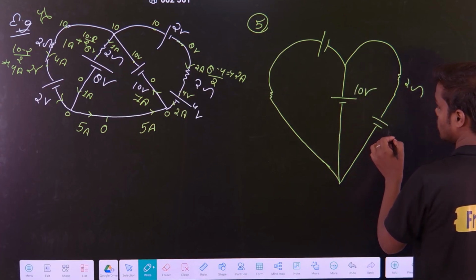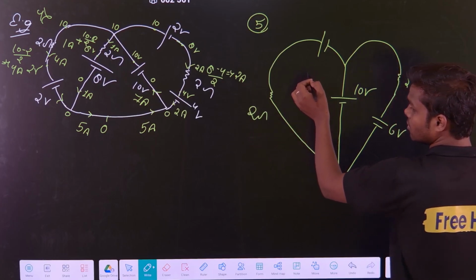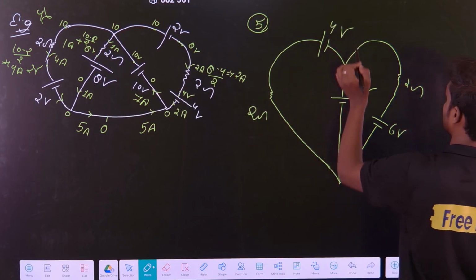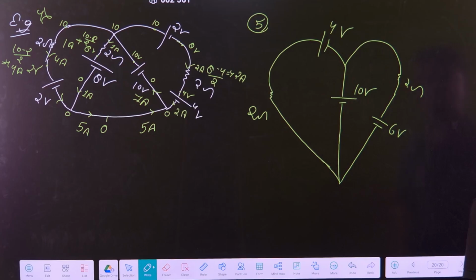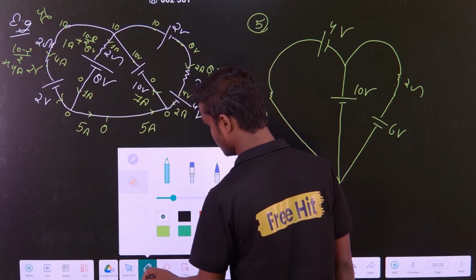This is 10 volt, this is 6 volt, this is 2 ohm, this is 4 volt. You have to find the current in all the branches. So this is a very important question. How will you solve it? What are the steps we have to follow?